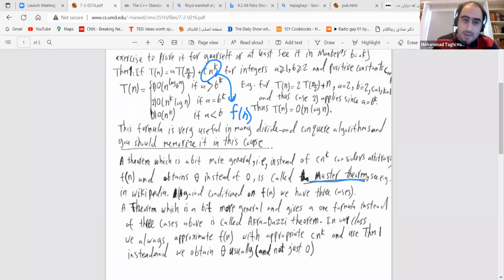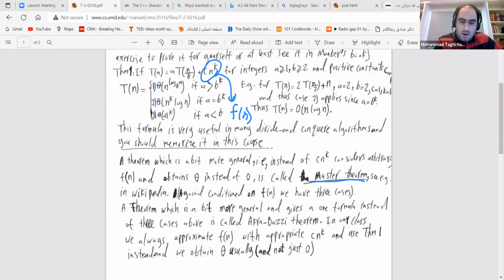Also, one other thing in the Master Theorem, it says that all of these O notations are not just O, these are also theta, which is very important. So that's the Master Theorem. We are replacing this one with f of n. And for all of these, instead of O, we have theta. So we get exact solutions.